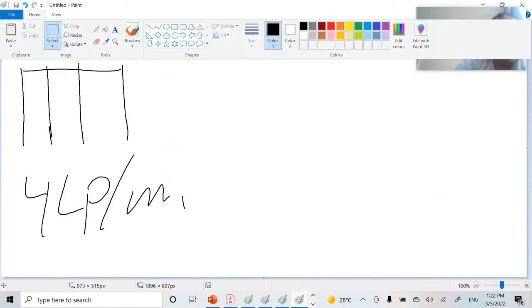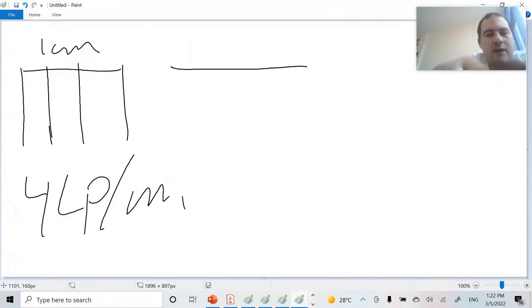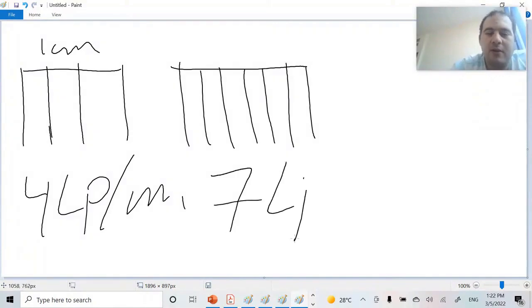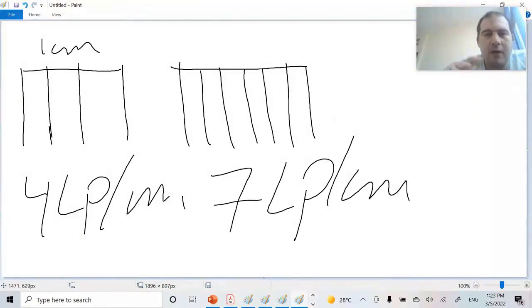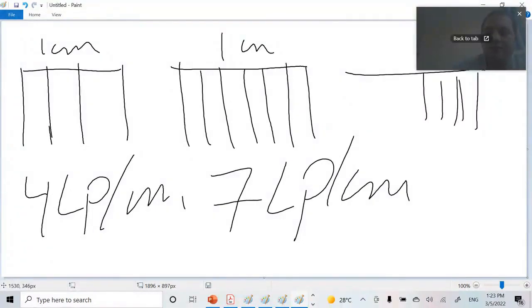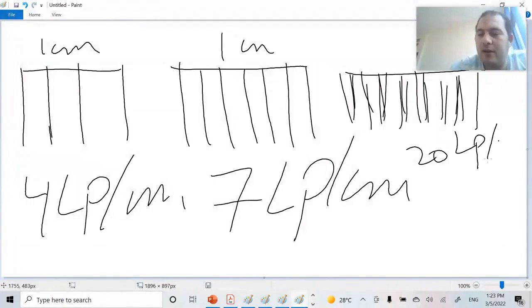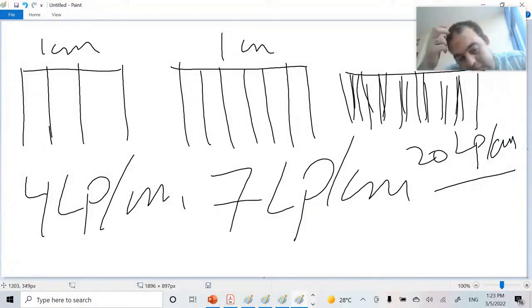I drew the same centimeter, but instead of putting 4, I put 7. So now I have 7 line pairs per centimeter, but it's still the same centimeter. Let's say this is 20 line pairs per cm, right? Now let's say in the first case you can see 4 line pairs per cm with your eyes. Can you see 4? Or is there a problem?